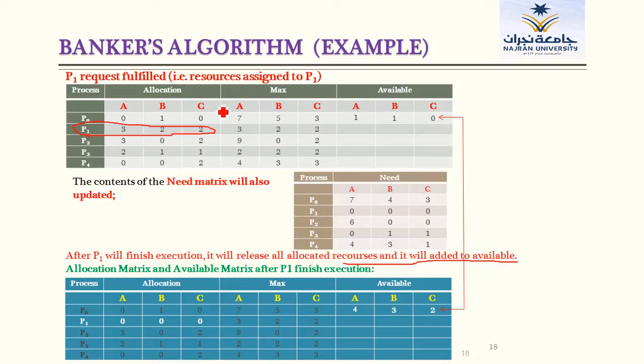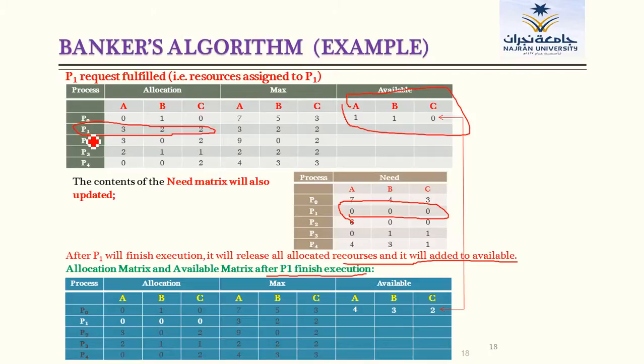Okay, so this is the snapshot from the last slide. Available: A is 1, B is 1 and C is 0. Now the allocation matrix and available matrix after P1 finishes execution. When P1 finishes execution, he will release all the resources, and those resources will be added to the system. So now the need of P1, if you check here, is 0 0 0 because his request is fulfilled. Now he doesn't need any resource A, B or C.